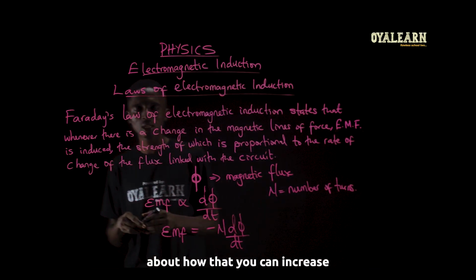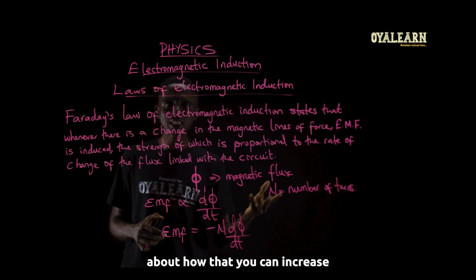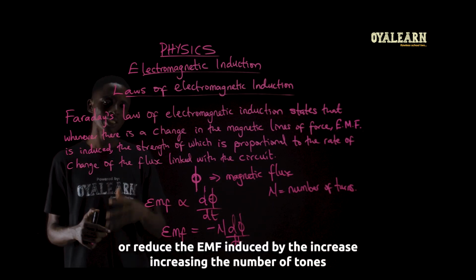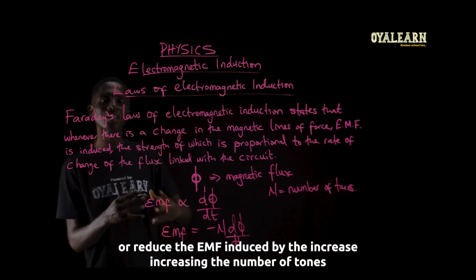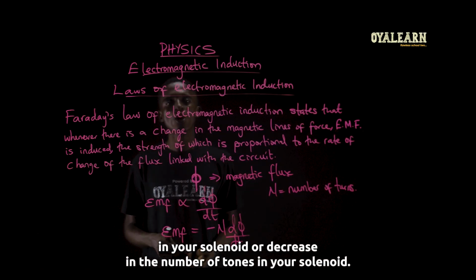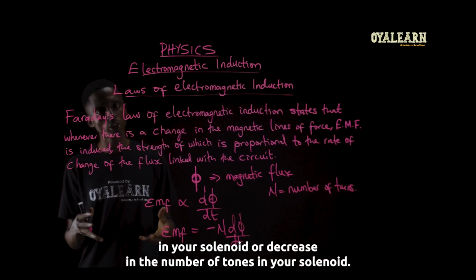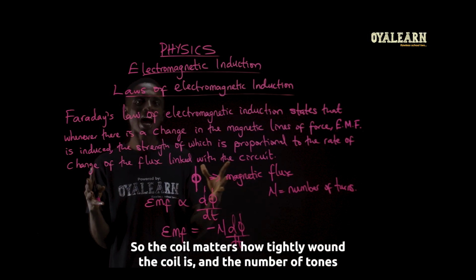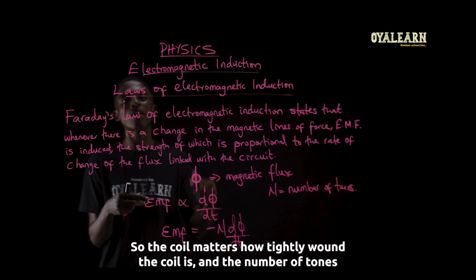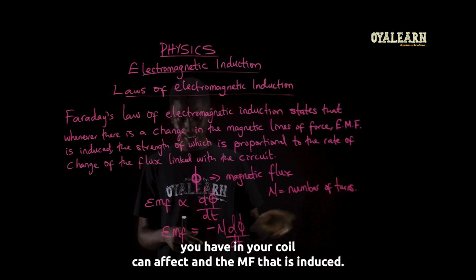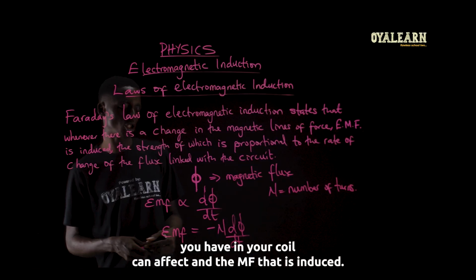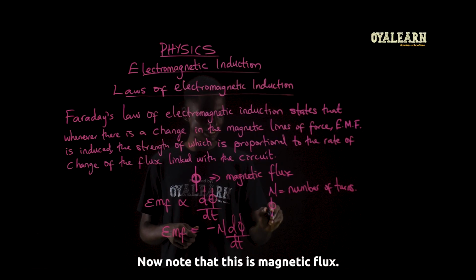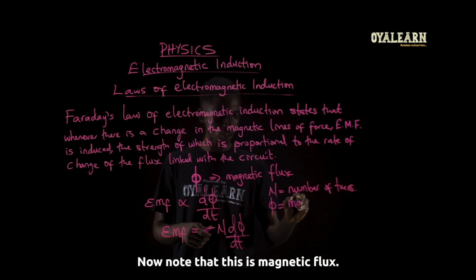Remember, we talked about how you can increase or reduce the EMF induced by either increasing the number of turns in your solenoid or decreasing the number of turns in your solenoid. So the coil matters. How tightly wound the coil is and the number of turns you have in your coil can affect the EMF that is induced. Now, note that this is magnetic flux.